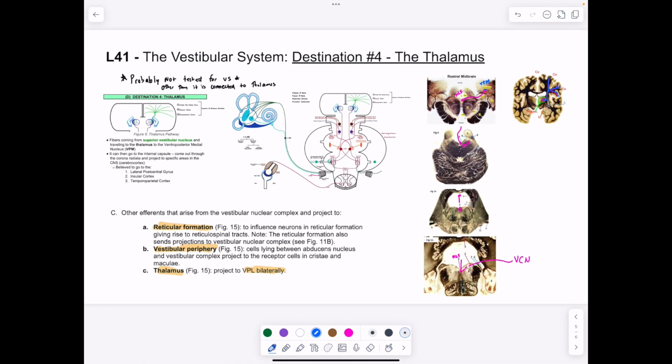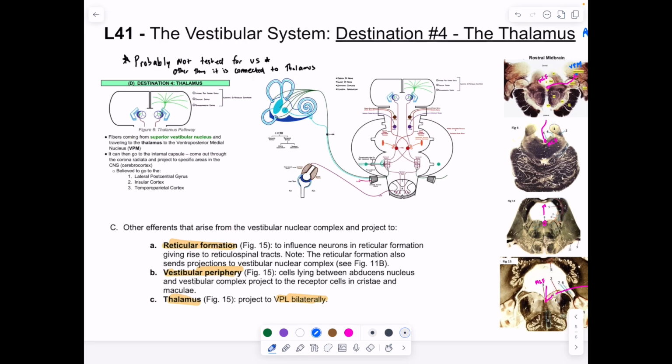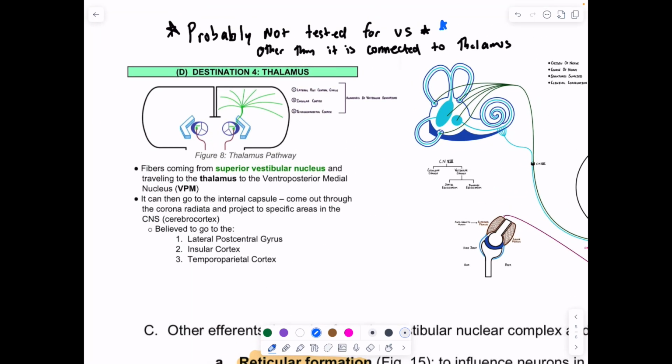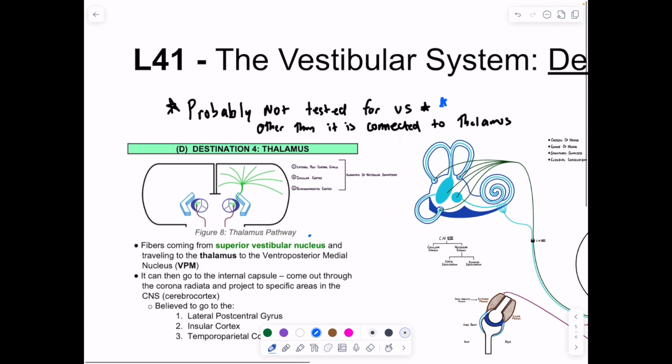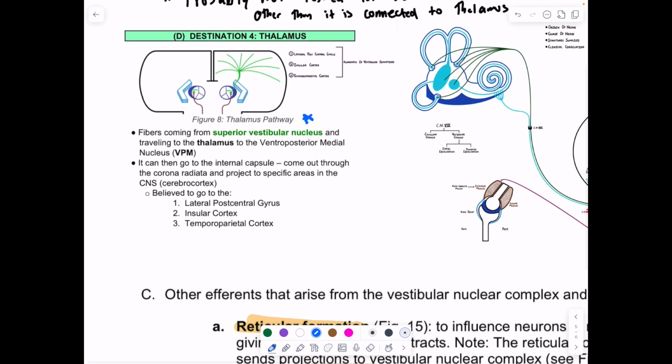We had a couple of clinical correlations. The thalamus is our next destination. This is probably not going to be tested on, so I'm just going to go through it quickly. But basically, from the superior vestibular nucleus, you can go up to the thalamus via the medial longitudinal fasciculus, and then synapse on the thalamus, specifically the ventral posterior medial nucleus.